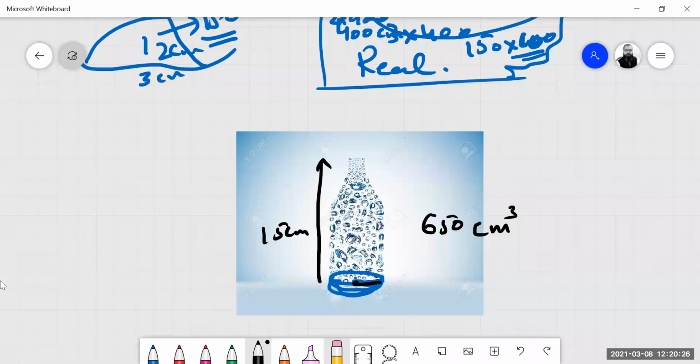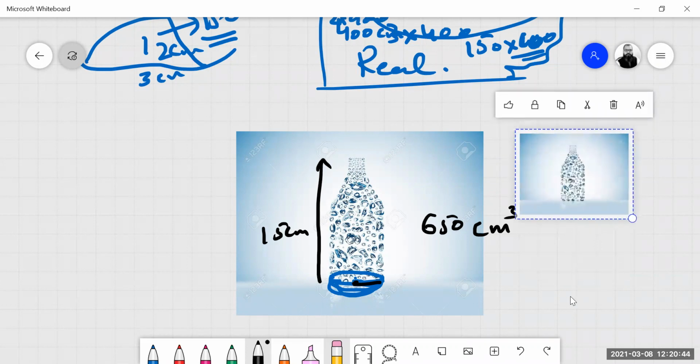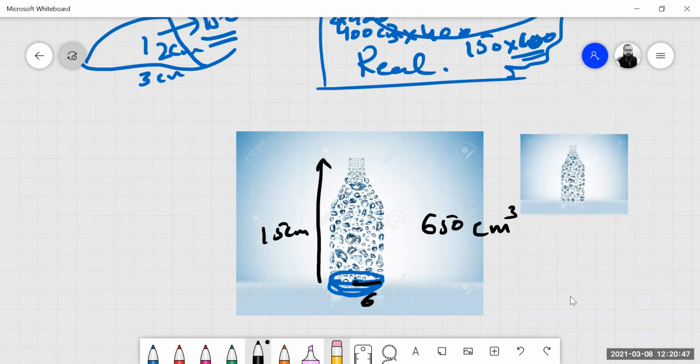Yes. Okay. A similar bottle has a base radius of 3 centimeters. A similar small bottle, one more bottle here. For example, this is a small bottle. Here the radius is 3 centimeters. No, sir, the base of the other bottle is 4 centimeters. This is 4, sorry. 4 centimeters.